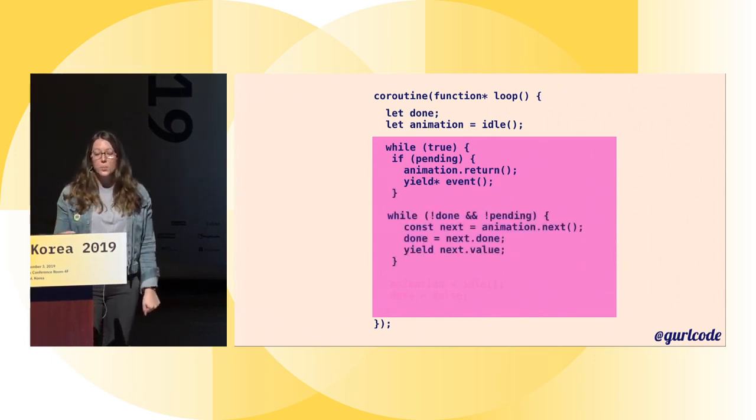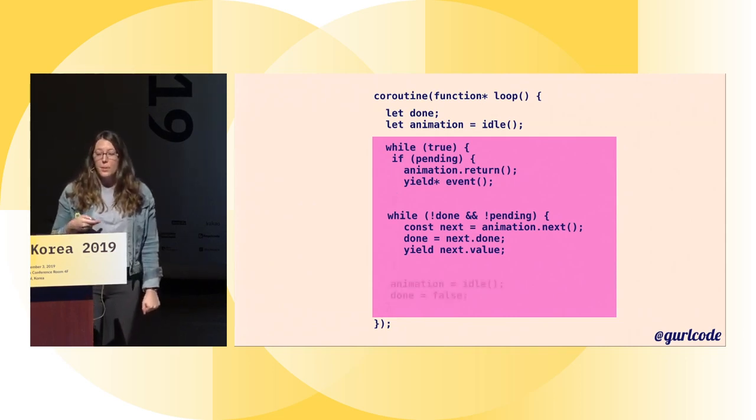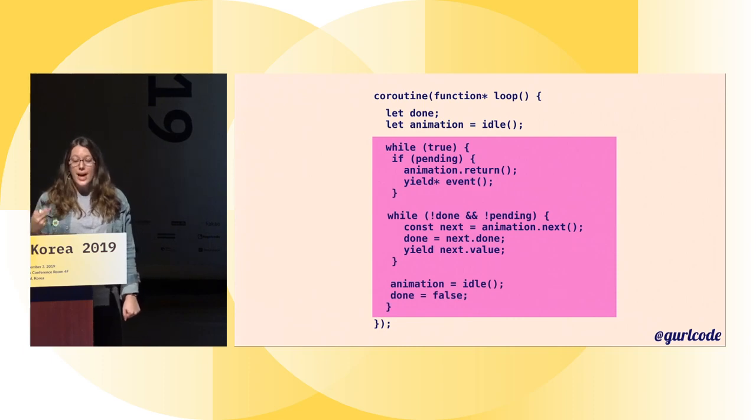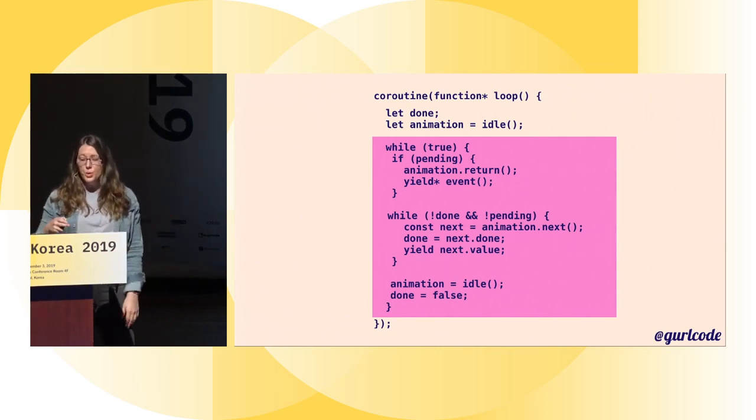Otherwise, a second while loop will handle running the animation. As long as the animation is not complete and there are no pending events, this loop will yield the generator's values to the coroutine to handle. And these are promises, so the coroutine is going to handle the chaining. But if the animation is done or there's a pending user event, the loop is going to terminate, stopping the animation generator from running again. And we're going to reassign the animation to an idle generator so it starts from the beginning, and reset done to false. So on the next iteration of this loop, pending will be true, and we'll handle the user event instead.